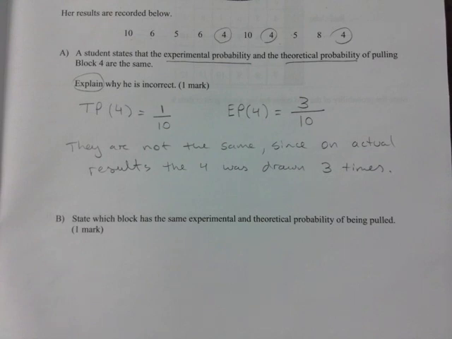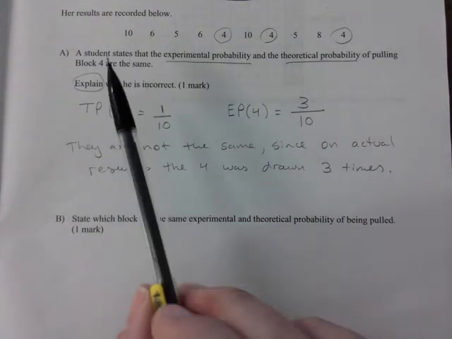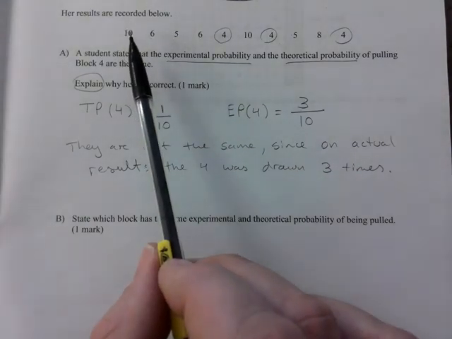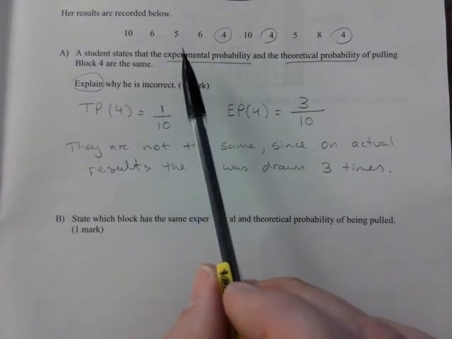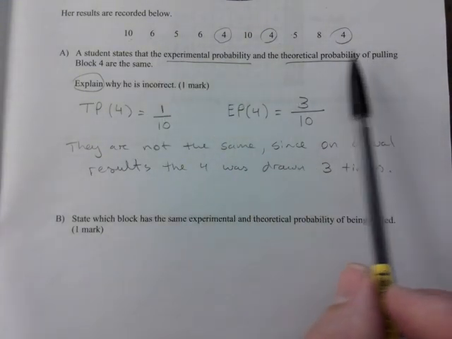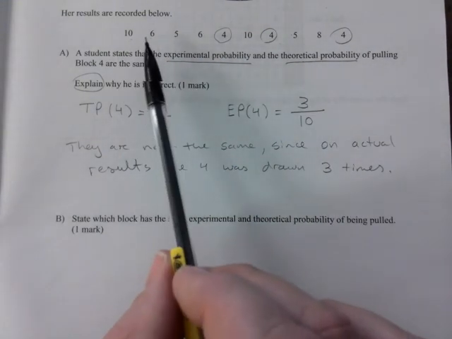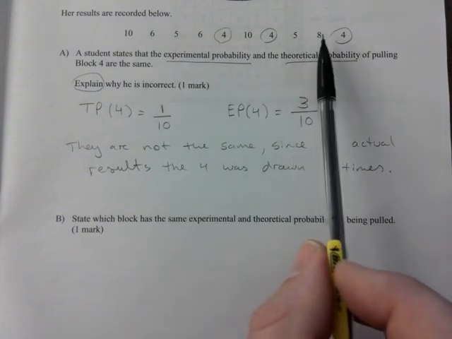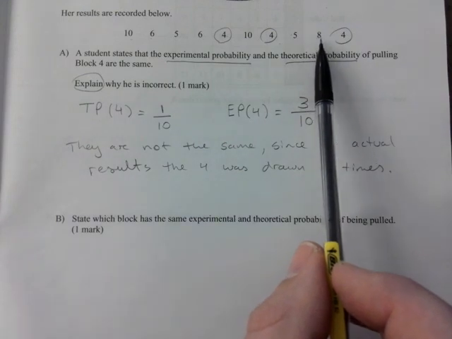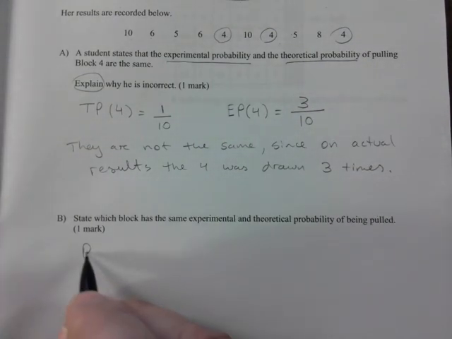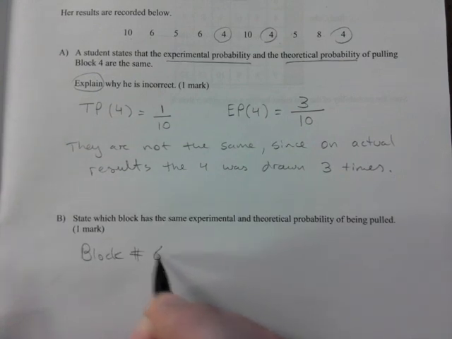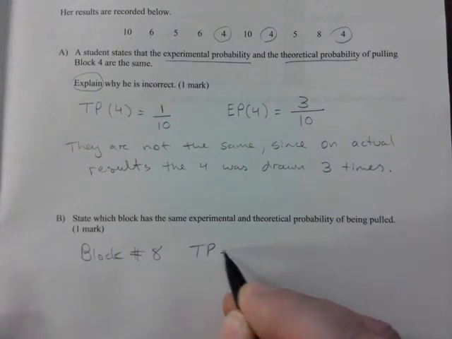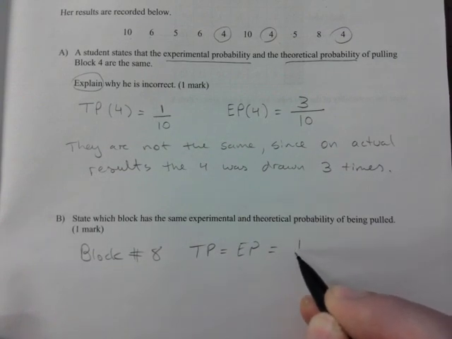State which block has the same experimental and theoretical probability of being pulled. Which of these blocks, like, let's see, for every single number it's 1 out of 10, right, in theory? So you have to find the number that only shows up once. 6 shows up twice, 10 shows up twice, 5 shows up twice, so the 8 is the only one. Block number 8. Theoretical probability is equal to experimental probability, which is equal to 1 over 10.